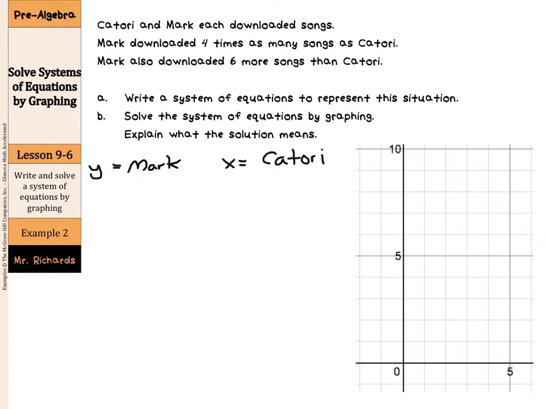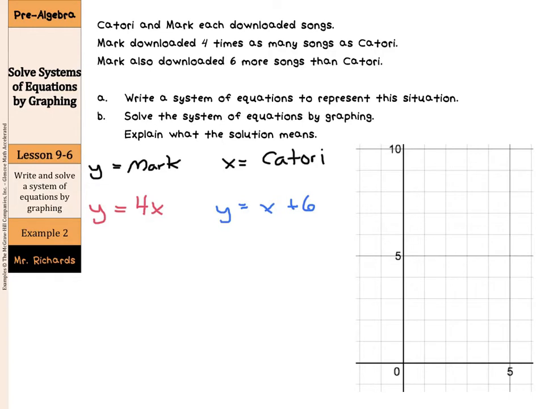Well, in this example, then, Mark downloaded 4 times as many songs as Katori. So we could say Mark y equals 4 times the number of songs Katori had. Y equals 4x. And then the other equation we have is Mark, which is represented by y, equals 6 more songs than Katori. So Katori's was x. 6 more than that is plus 6. And so that's our system of equations to represent this situation.